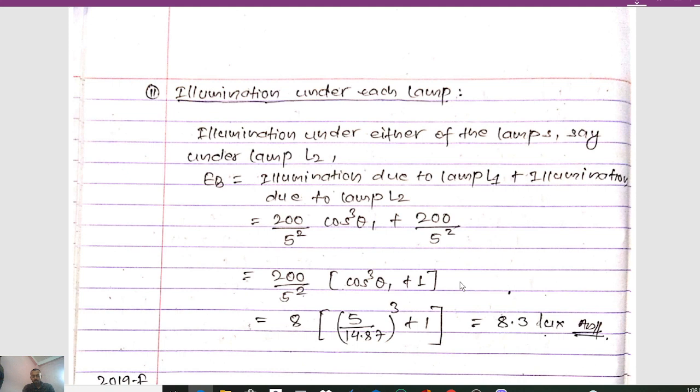Similarly, the illumination under each lamp. So the illumination under either of the lamps, say lamp L2, EV will be the illumination due to lamp L1 plus the illumination due to lamp L2.